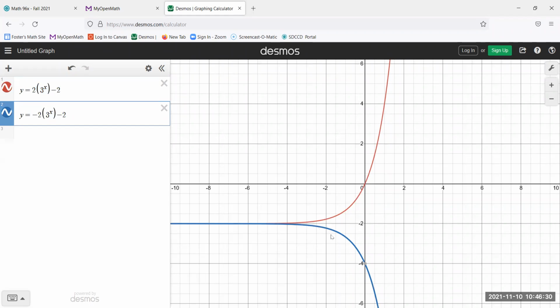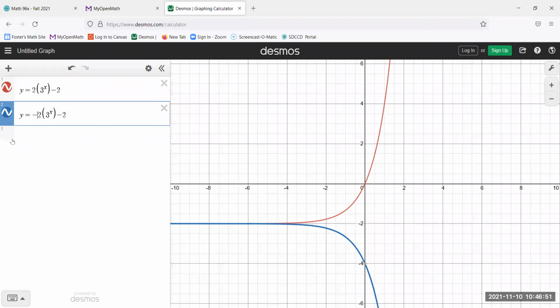Well, look what happened. And by the way, for those of you who are not sure, these are color coded. So the top one is red, so you can kind of see the red graph. And the bottom one is blue, so you can see the blue graph. So you can see that the negative just flipped the graph over.